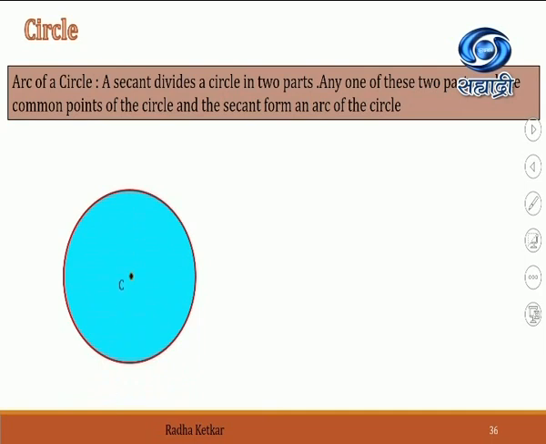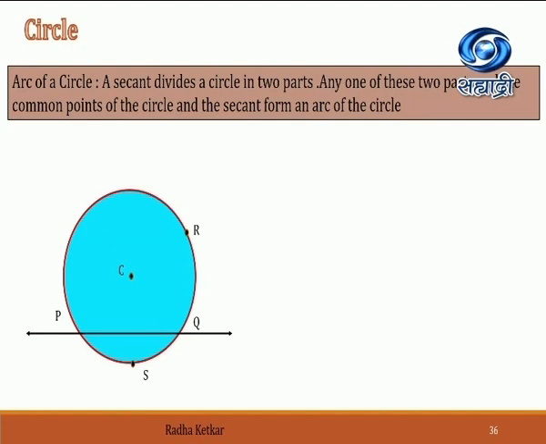Arc of a circle. A secant divides a circle into two parts. Any of these two parts and the common points of the circle and the secant form an arc of the circle. So you can see we have drawn a secant PQ, and because of this secant the circle is divided into two parts. Okay, so the first part we can say is PRQ and another part is QSP.